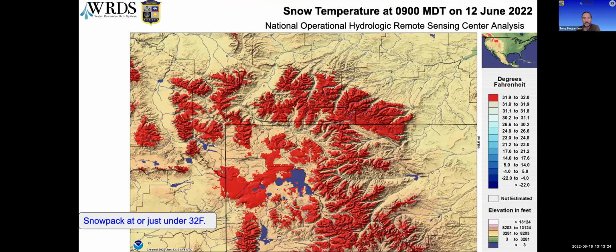This is just showing the snowpack temperature. With the warmer temperatures that we've been having and the melt starting, snowpack temperatures were just at or slightly below freezing. So the pack was ripe and ready to go. I want to move to the next.